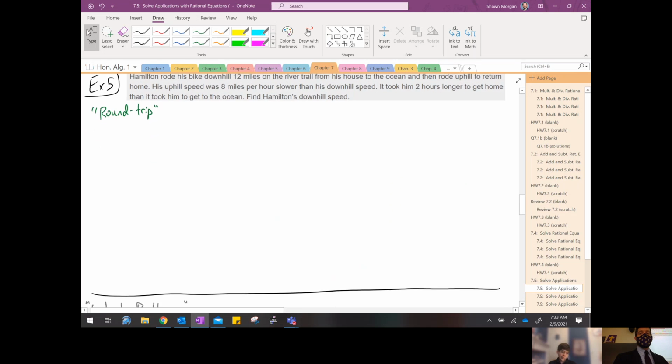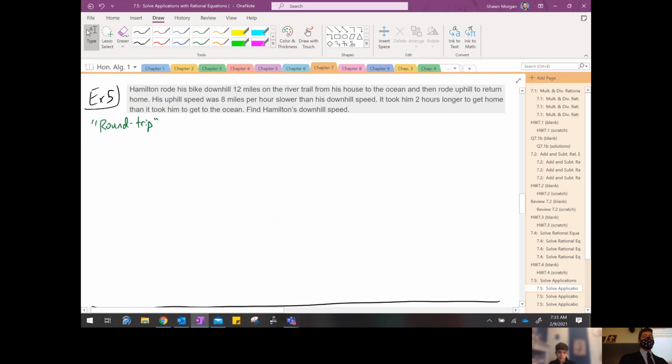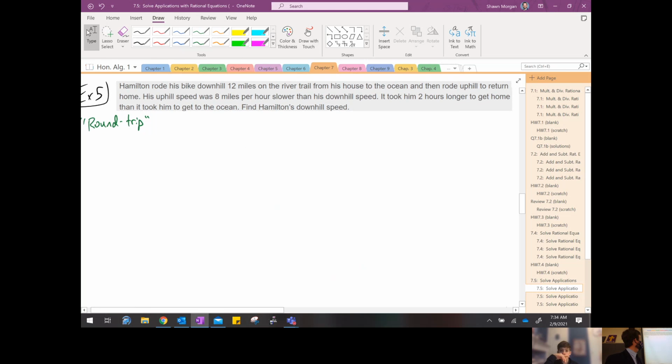I want y'all to try this rate, time, and distance problem. This is a round tripper. I call this round trip because remember, a round trip problem is where the distances are typically equal. Like if I drive there and I drive back using the same route, then my distances can get set equal to each other. All right, so this is what's called a round trip problem.